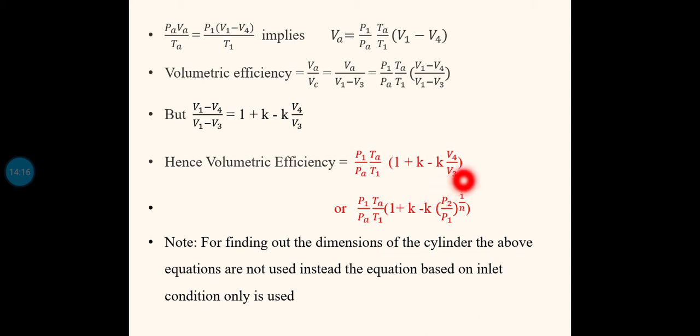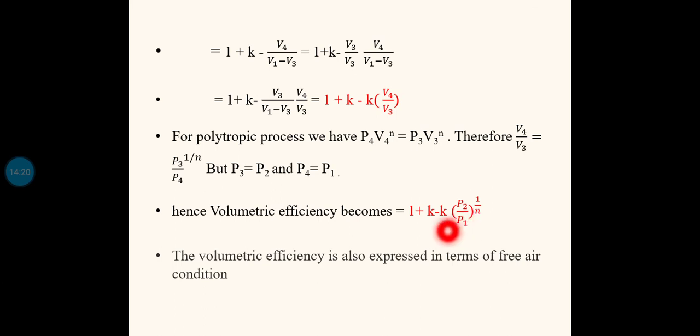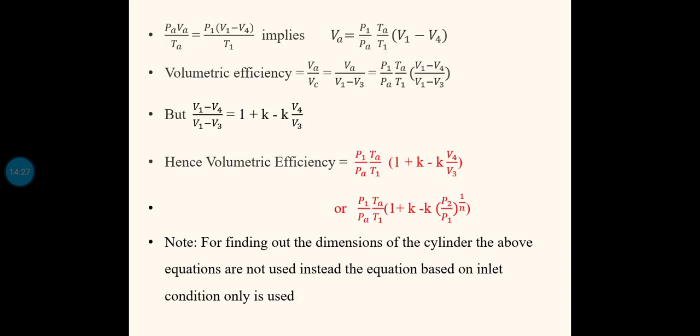In that case, for design purposes, you have to always use the volumetric efficiency equation as 1 plus K minus K into (P2 by P1) all raised to 1 by n. But in the problem, if free air condition is specifically mentioned, then you have to go for this equation. While doing the problems, I think it will be clear for you.